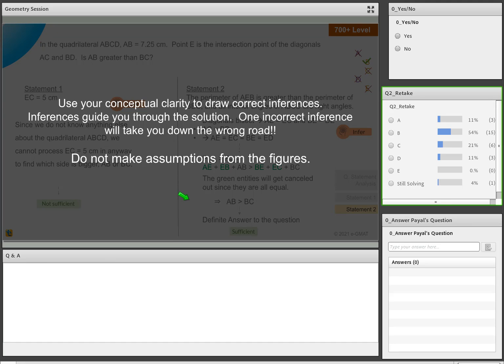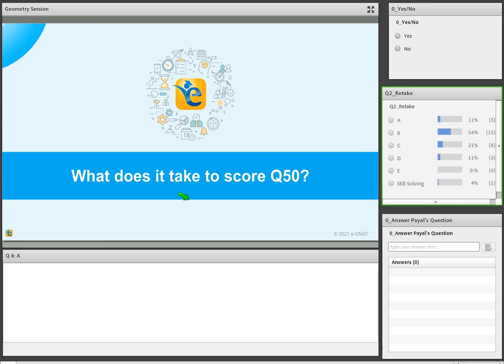Okay, now again, a very important thing from this question: do not assume from the figures. You should not assume, you need to infer, and that is a very important thing.